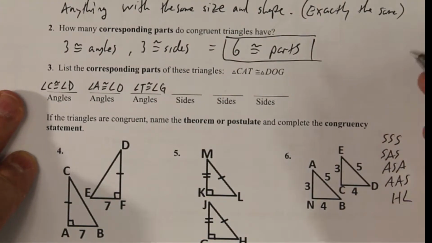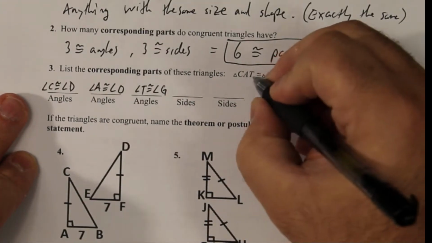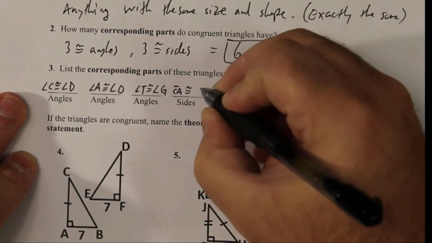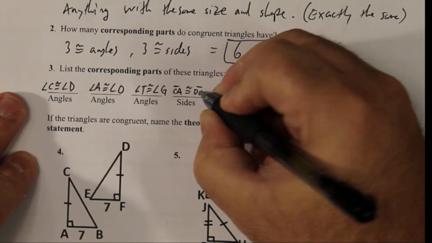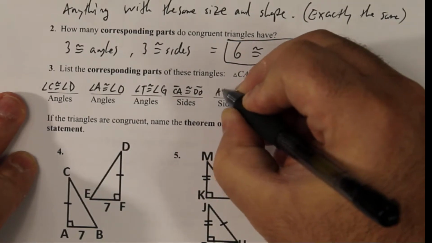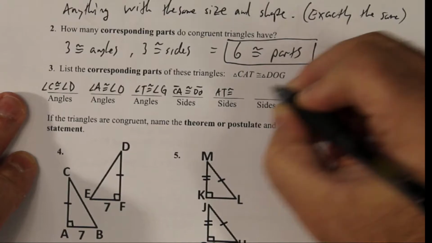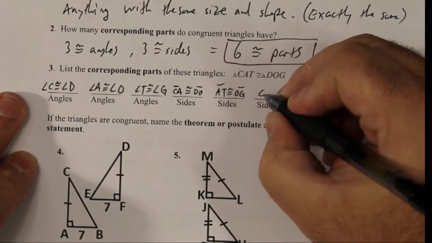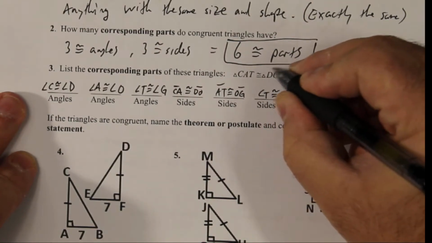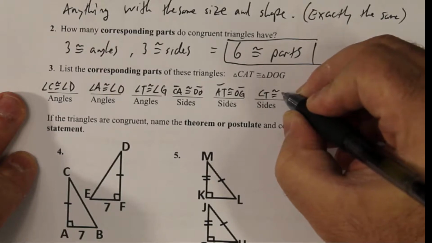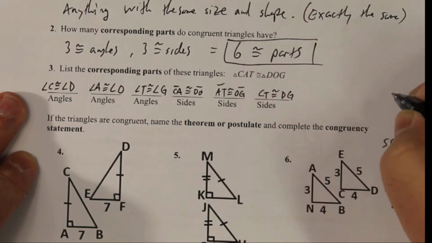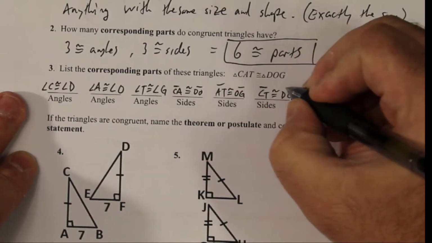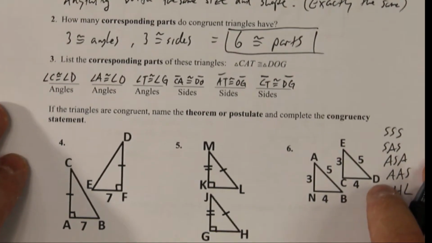And it's the same thing for the sides, you're just doing 2 at a time. So if it's CA, that's going to be congruent with DO, the first and second letters. And then AT is going to be congruent with OG, the second and third letters. And then CT is going to be congruent with DG, the first and the third letters. I know it looks like a G, but that's C and then T. Sorry about that. That's 2 different letters. There you go.